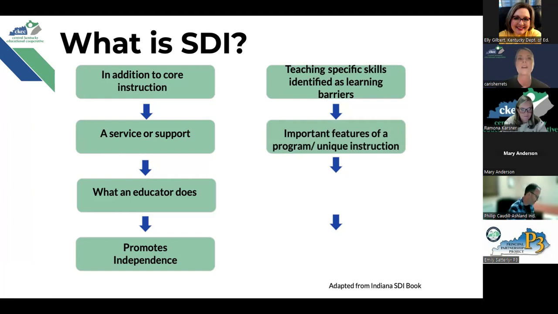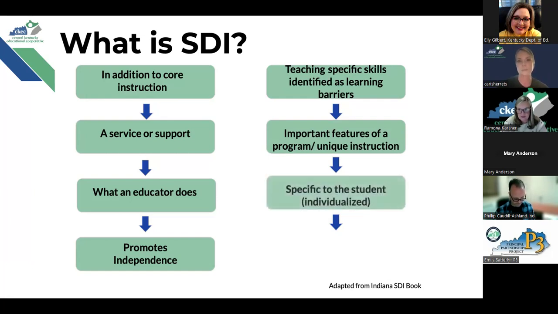SDI is very, very, very critical. As Ramona said, it's that third leg of the stool. It's that third prong. It's the most important part of what special educators do. It's important to note that it is also specific to the individual student. So we do not look at 5 IEPs at once and pick a strategy that we can teach all 5. We're looking at the individual needs of the student, and we are choosing our specially designed instruction based on what that student needs.